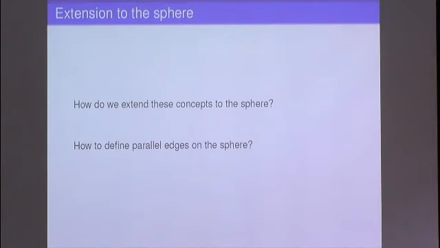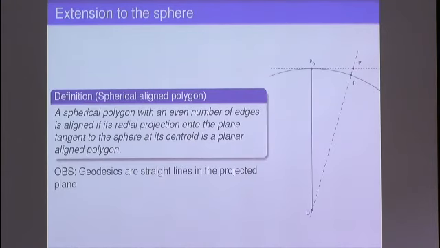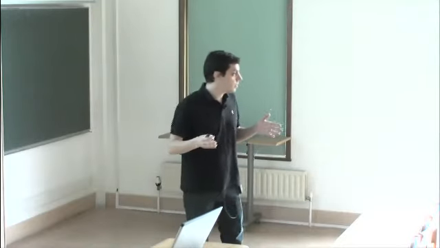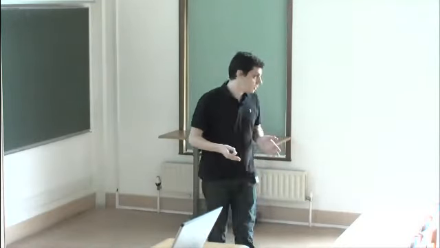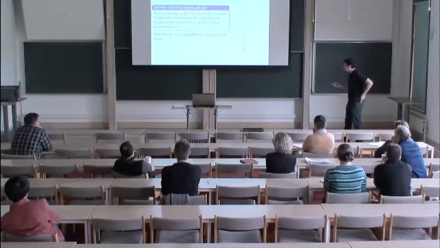So how do we extend these concepts to the sphere? How do we define parallel edges on the sphere? I started thinking about several ways to do it, but the way we found nicer was defining a spherical aligned polygon using radial projection. We say that a spherical polygon with an even number of edges is aligned if its radial projection onto the plane tangent to the sphere at its centroid is a planar aligned polygon. So we have a spherical polygon, we project it to the tangent plane at the centroid of the polygon, and look at this polygon. If it is aligned in the planar sense, then the spherical polygon is aligned. This is the definition we came up with that works really nicely.